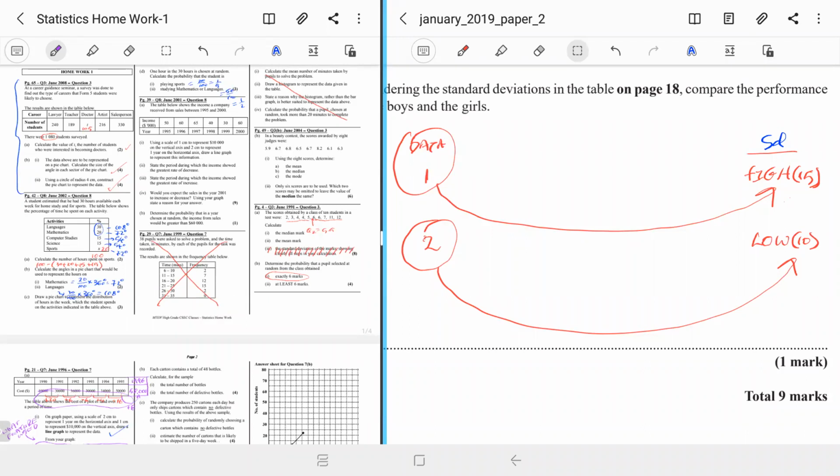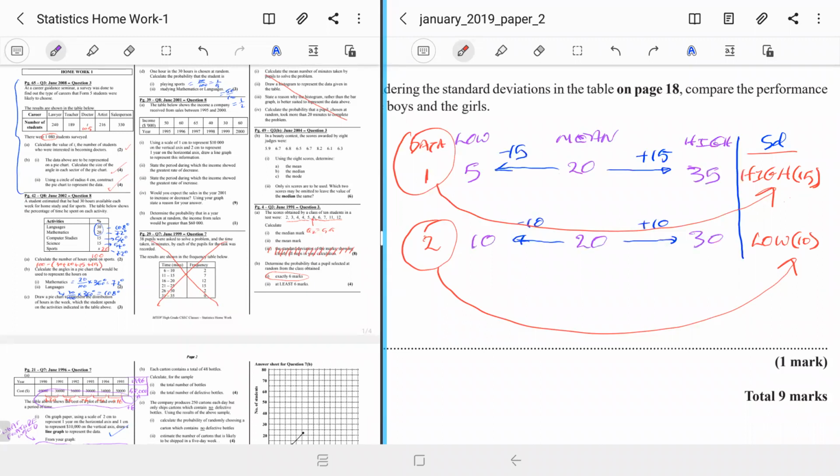So repeat the question. All I'm saying is that if I tell you that for data set 1, standard deviation is 15, and for data set 2, the standard deviation is 10, and I say compare the two data sets based on those standard deviation values, what do you think you could say?